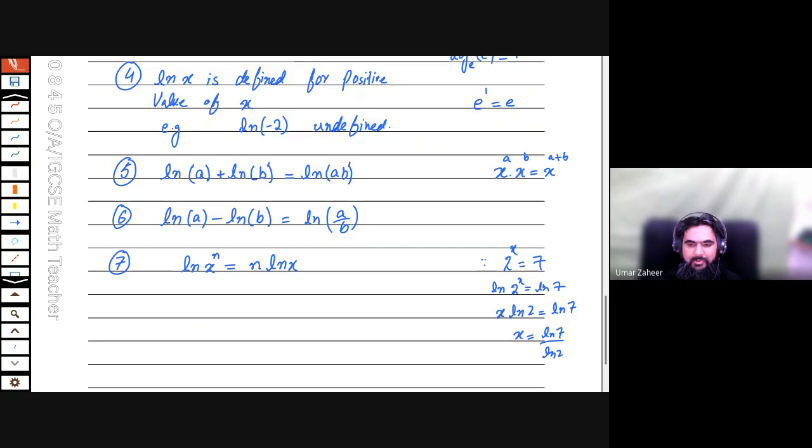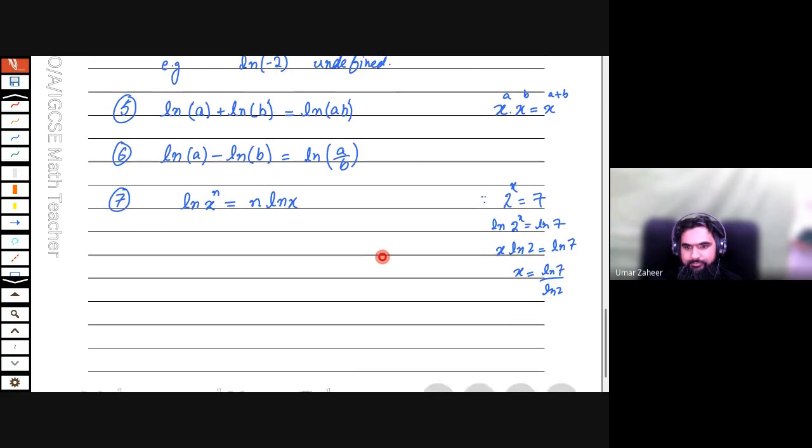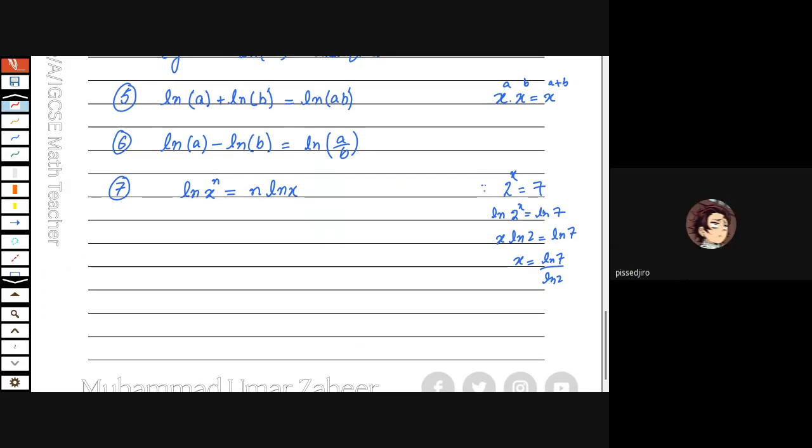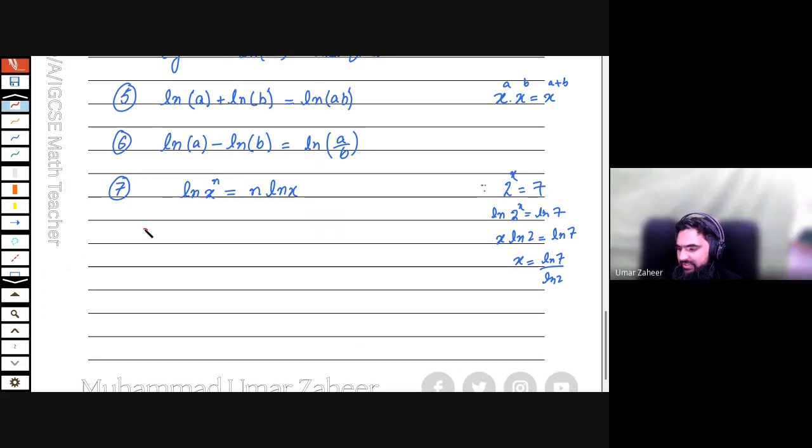So that's why it is one of the most important rules. We are going to apply it a lot of times when we have a variable in the power, in the index or in the exponent. Yes, everyone, you get this point? Yes, sir. All right. The next one is also the most important, a little bit sometimes confusing. That is change of base. In the change of base, for example, if you have any logs and you want to change their bases, all right?